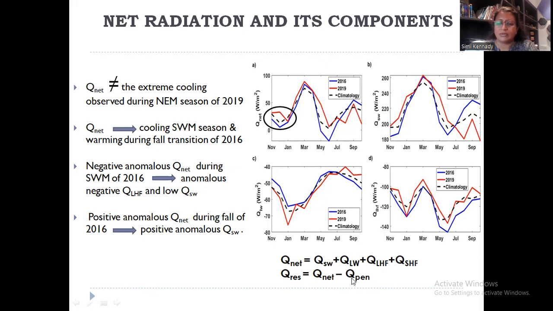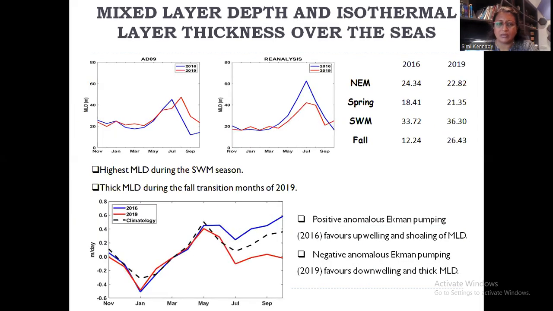And this term depends on the mixed layer depth. If the mixed layer depth is thin, the penetrating component that is lost below the mixed layer depth will be very high, while when it is thicker, the penetrating component lost below the mixed layer depth will be very less. So we have looked into that component, the mixed layer depth, and you can see that the anomaly is very high during the positive and negative IOD years.